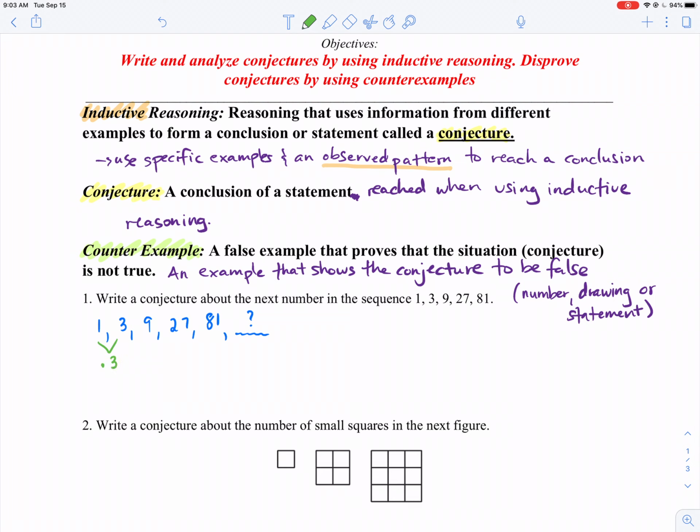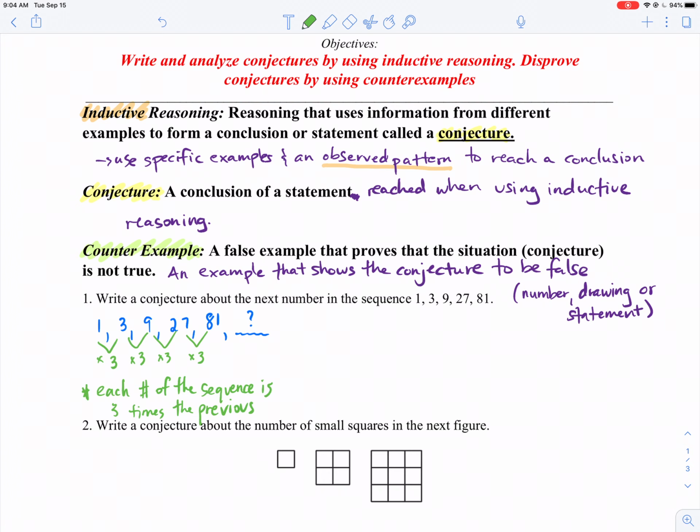1 times 3 gives us 3. 3 times 3, I'm going to use a little x instead to make it easier, gives us 9. 9 times 3 gives us 27. 27 times 3 gives us 81. So we see that our pattern is that each number of the sequence is 3 times the previous. Or you could say each one is multiplied by 3.